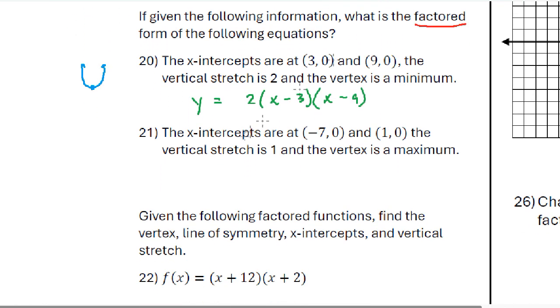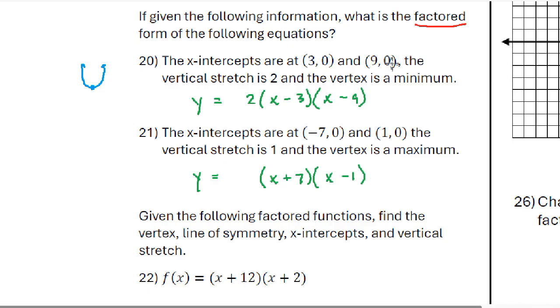Here comes our equation. y equals, my x-intercepts are at -7 and 1. That means my binomials will be x plus 7 and x minus 1. Let's make sure that looks like a 7 and not a 3. Take a look. If you plug in -7, this binomial changes to 0. If you plug in 1, this binomial changes to 0. So it follows the zero product property.